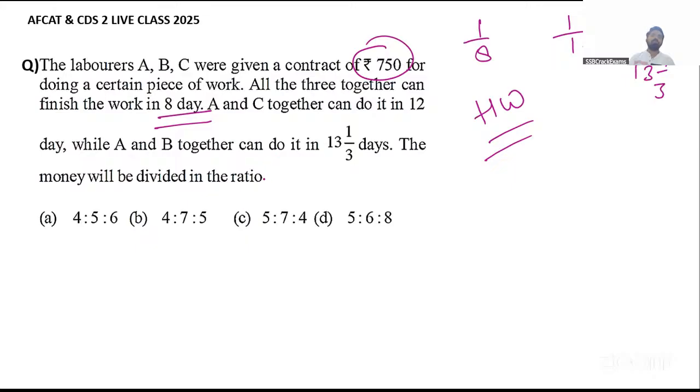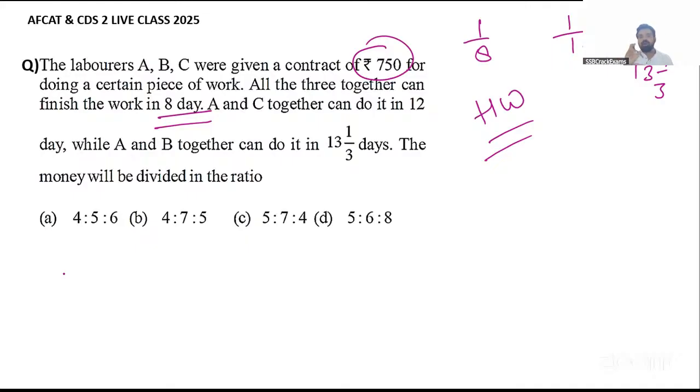So the money will be divided in the ratio. But whatever the money is, why do we have to worry about that? Just think of one thing: you have A plus B, you have A plus C, and you have A plus B plus C. If you want to find the work of B, subtract the work of A and C from A plus B plus C. If you want to find the work of C, subtract A plus B from A plus B plus C. So you will get the work of C.